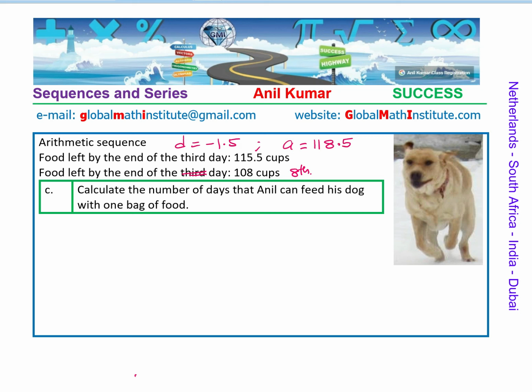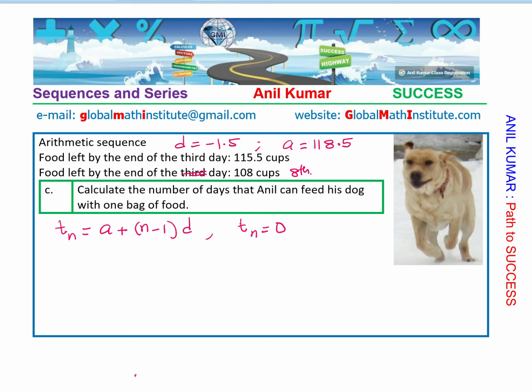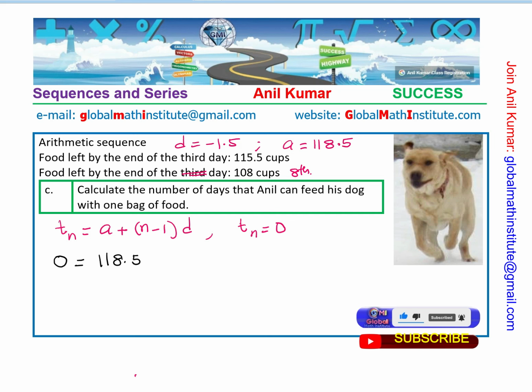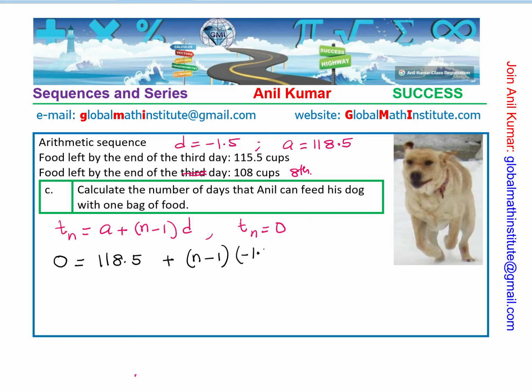Now it says calculate the number of days that Anil can feed his dog with one bag of food. So again, we'll go with the general formula, which is Tn equals A plus (n minus 1) into D. So in this case, Tn should be 0, because if you are feeding everything, then nothing is left at the end of the nth day. So let's substitute these values. At the end, 0 amount will be left. Everything has been fed. A is 118.5 plus (n minus 1) into minus 1.5.